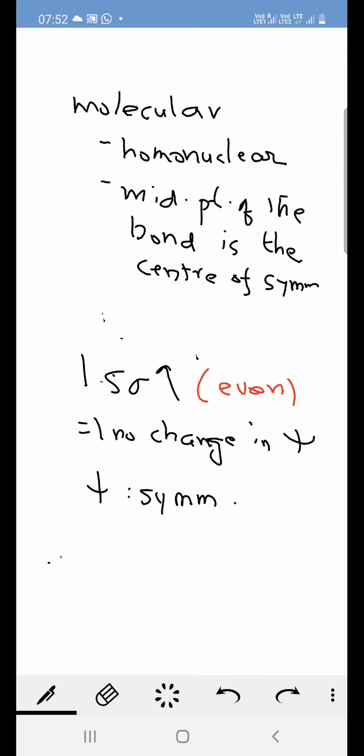However, in the case of 1s sigma star, it changes to 1s sigma u, where u stands for ungerade, and it is odd.